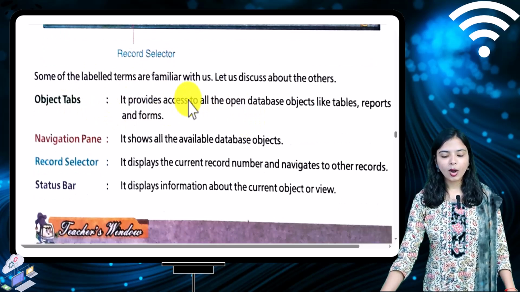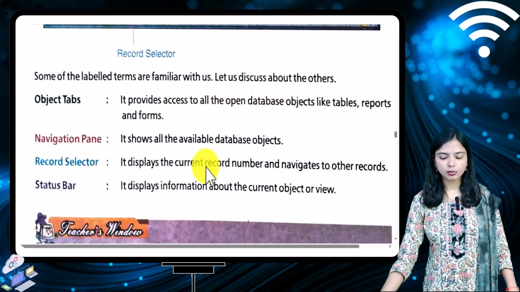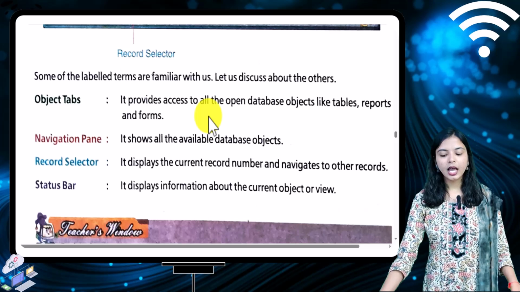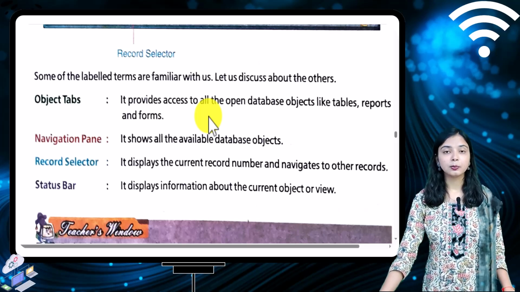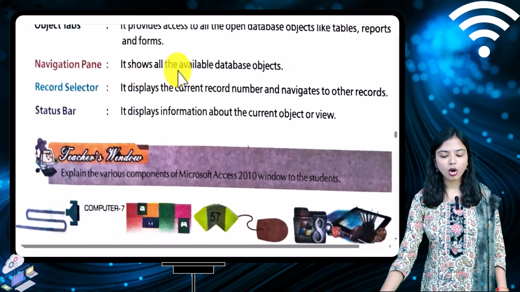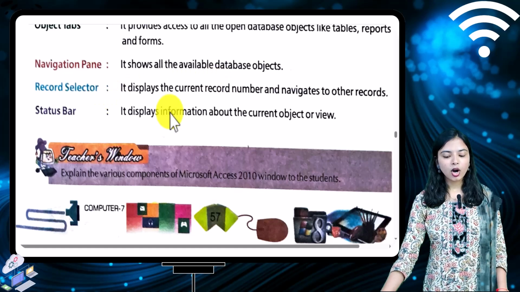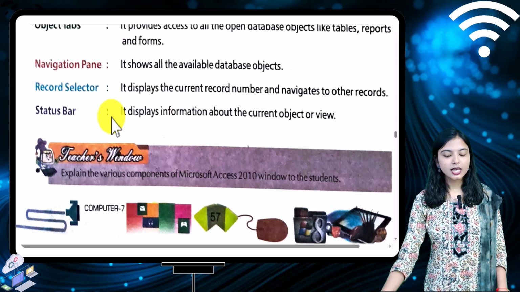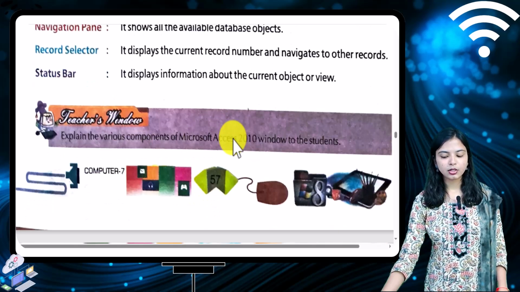Object tabs. It provides access to all the open database objects like tables, reports and forms. Next is the navigation pane. It shows all the available database objects. Record selector, it displays the current record number and navigates to other records. Status bar, it displays the information about the current object or view.